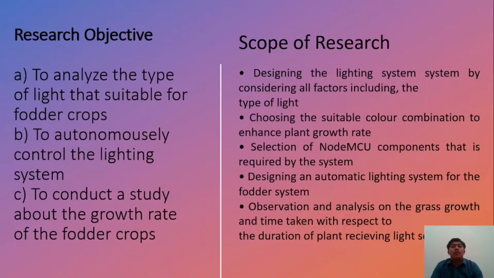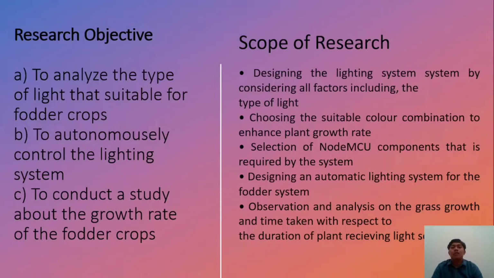So for my research objectives, firstly, to analyze the type of light that is suitable for the crop. Second, to autonomously control the lighting system. The third one is to conduct a study about the growth rate of the fodder crop.